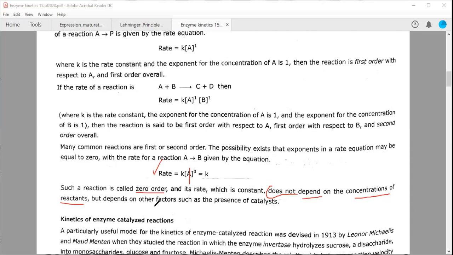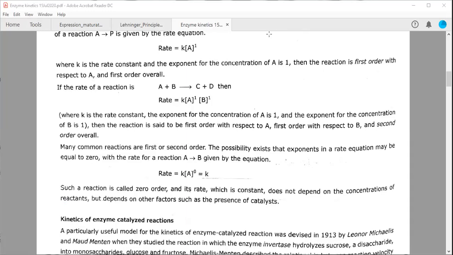But it depends upon other factors, such as the presence of a catalyst or the enzyme itself. So the presence of a catalyst, and other factors like pH and temperature, will affect the rate of reaction. But this is very important: all reactions will be affected by the substrate concentration, but zero order reactions will not be affected by the substrate concentration itself. Okay. If this is not clear, let me show you something else.